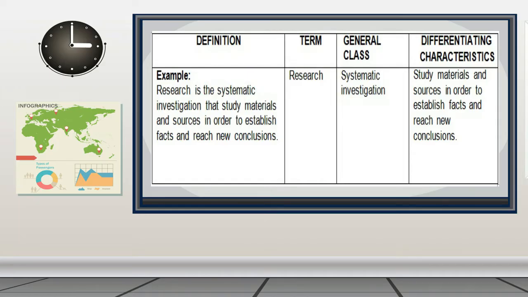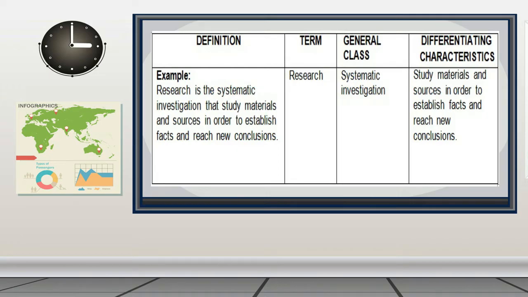Now let's take a look at the example. Let's define the word research. Research is the investigation that study materials and sources in order to establish facts and reach new conclusions. The term that we are trying to define is research. Its general class is systematic investigation. Finally, the characteristic is the study materials and sources in order to establish facts and reach new conclusions.